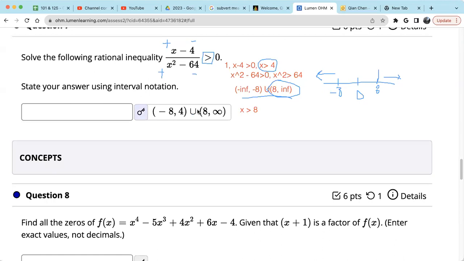Okay, so then you see this is a combination. So when you do both negative, you should get the solution as from negative 8 to 4, then union this one from 8 to positive infinity.